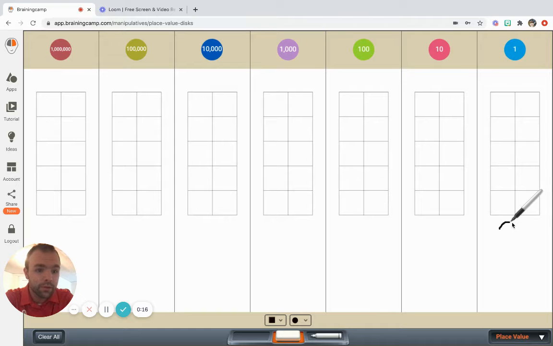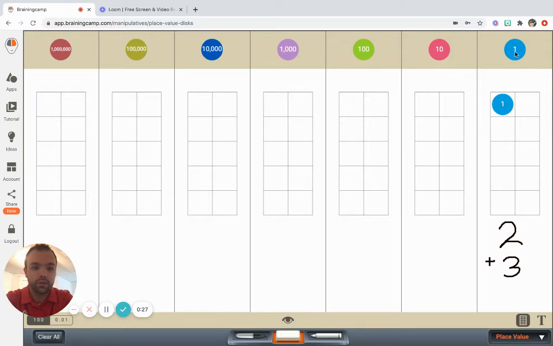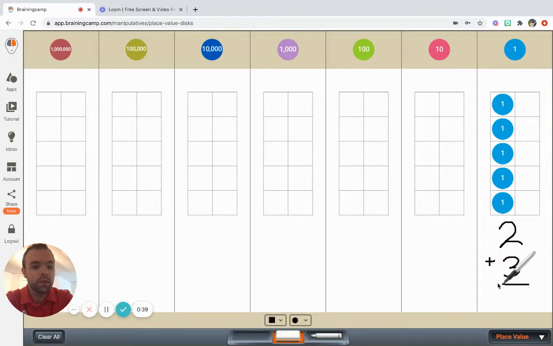So if I write a 2 here, we're going to do 2 plus 3. And how I'm going to show this is by using our discs up here. So I'm going to have 2, and then I still need to add 3. So 2, and I go 1, 2, 3, and I can count up how many discs I have. So I have 1, 2, 3, 4, 5 discs. So the answer to my problem of 3 plus 2 is going to be 5.